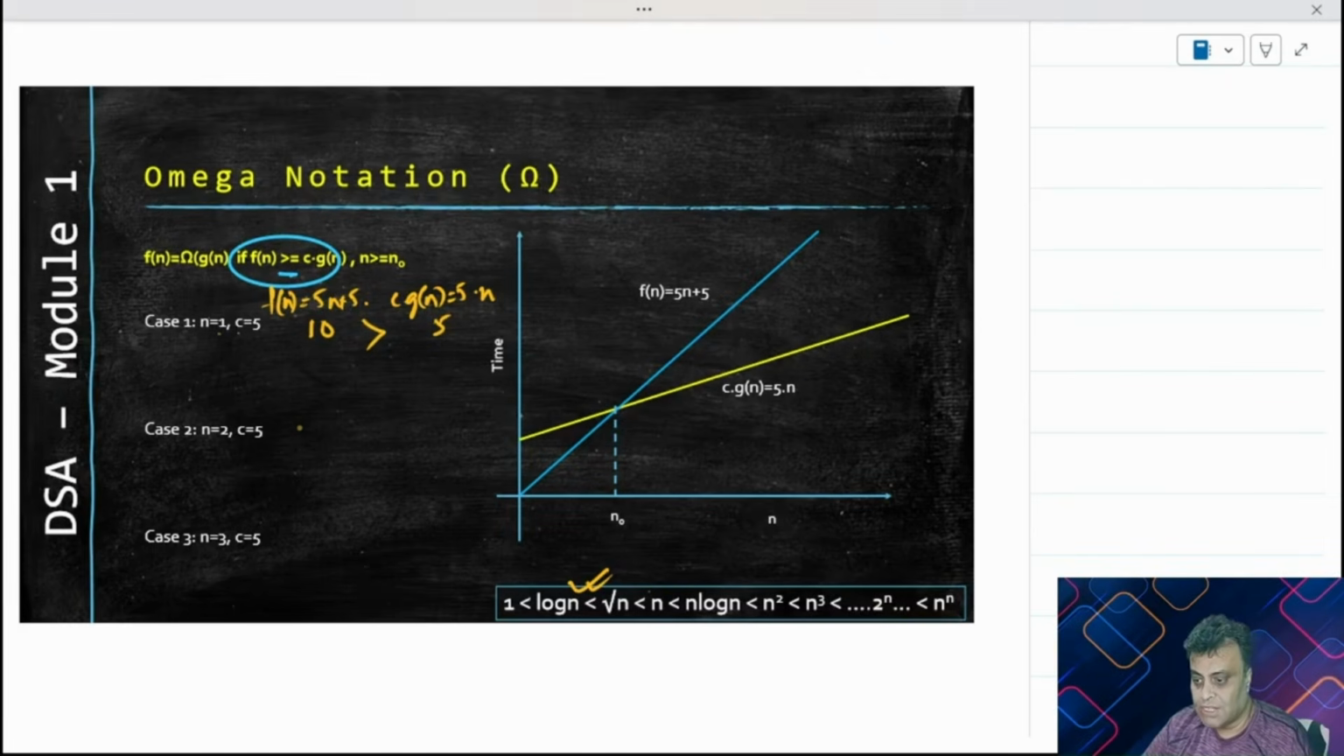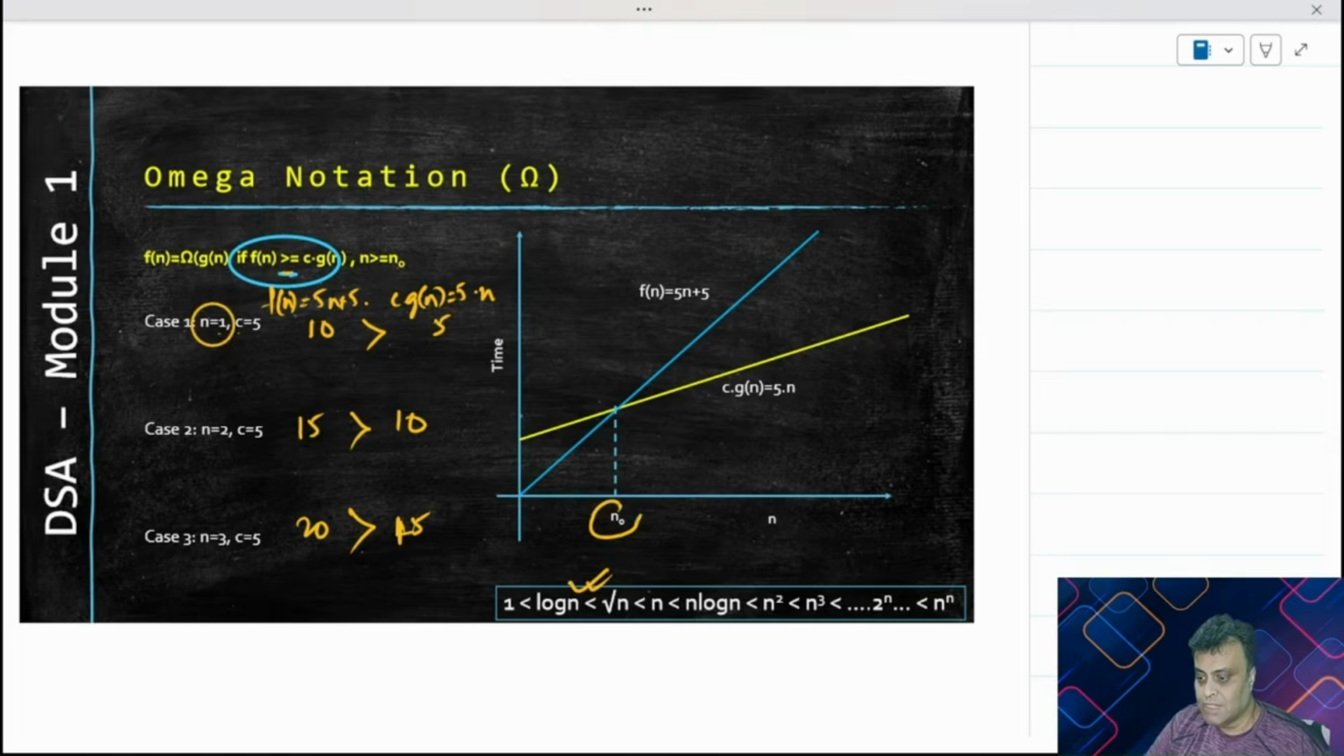Even if I check the rest of the cases, n equal to 2, C equal to 5. If I put n equal to 2, it will become 15. 5n will be 5 2s are 10. So 15 is greater than 10. If I put n equal to 3, then this becomes 20 and this becomes 15. So this is still greater. So we have actually satisfied this at n equal to 1 itself.